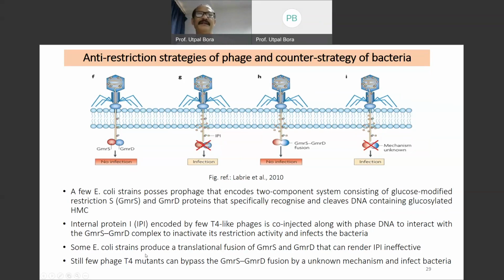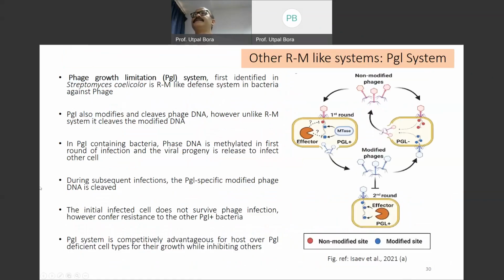In other E. coli strains, they produce a translational fusion of GmrS and GmrD that can render these IPI ineffective. And still a few T4 mutants can bypass the GmrS and GmrD fusion by an unknown mechanism and infect bacteria. So that's a little bit of an exception over there.